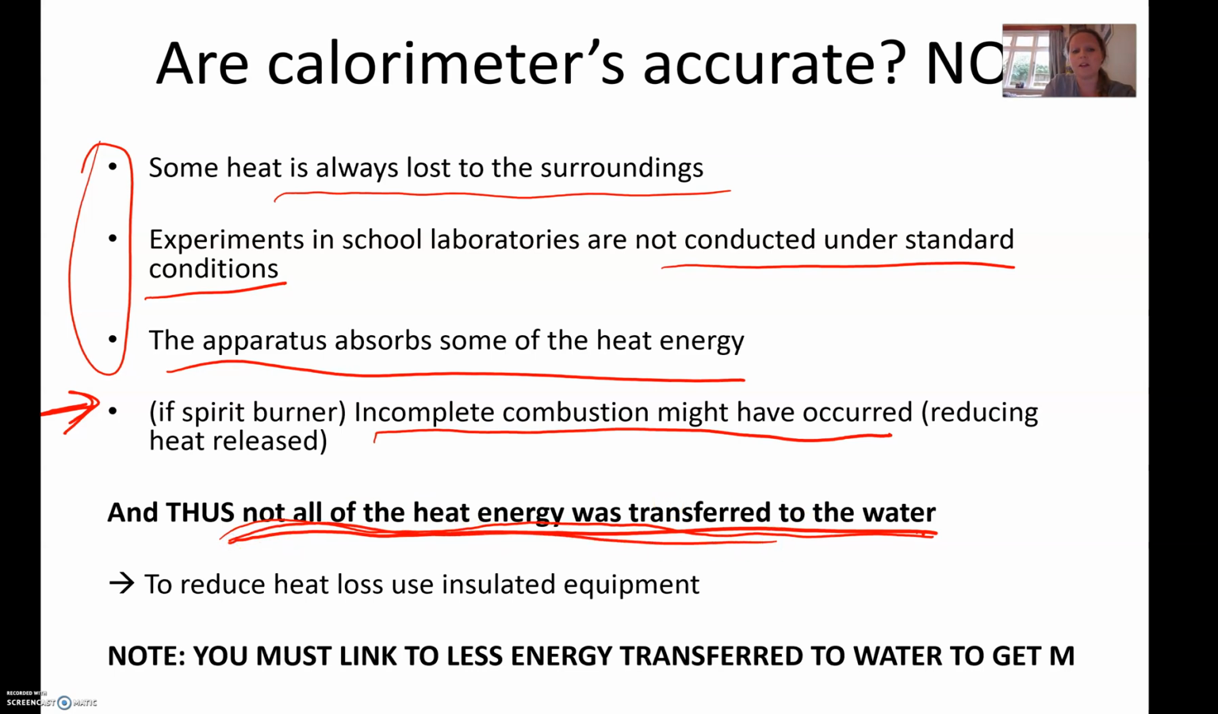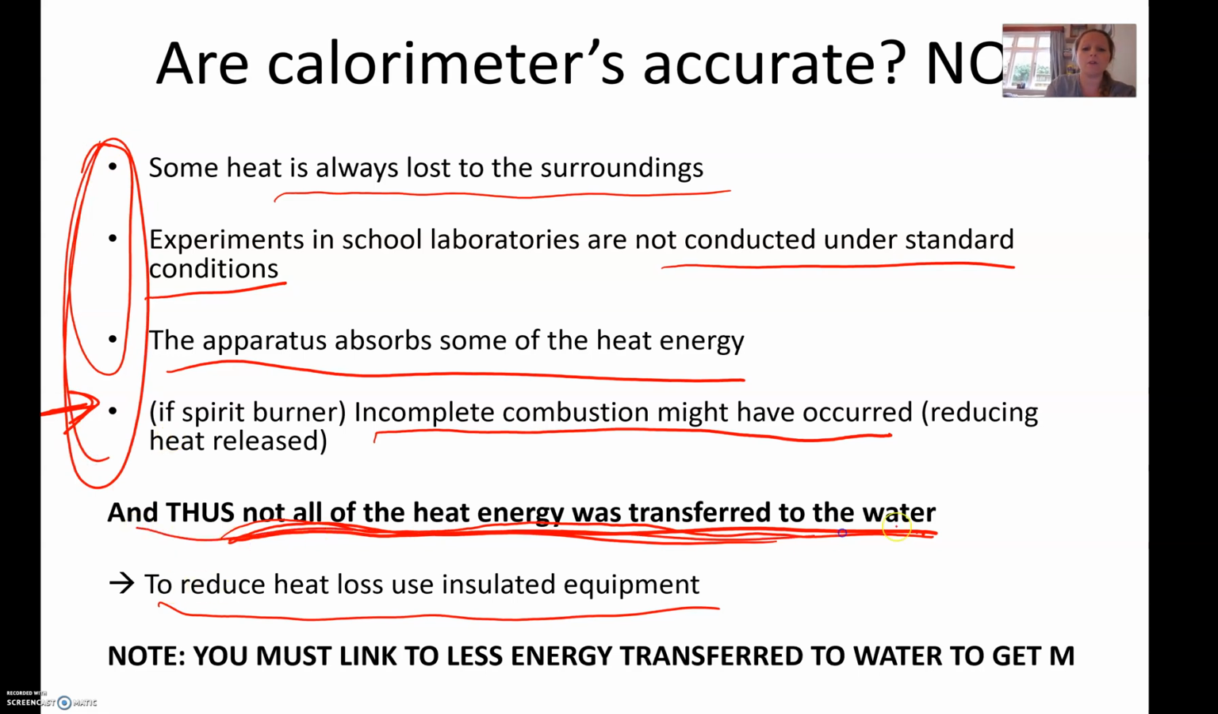So, yeah, those are the main points. I recommend rote learning a couple of them. The first one's a very good one. And how could you reduce any of this? Use a more insulated type of equipment would be one. They'll always give you a question where it's pretty obvious, and it's always use insulated equipment. So you must link one of these points to this part in bold, that not all the heat energy was transferred to the water and therefore it's lower. Okay, I hope that makes sense.